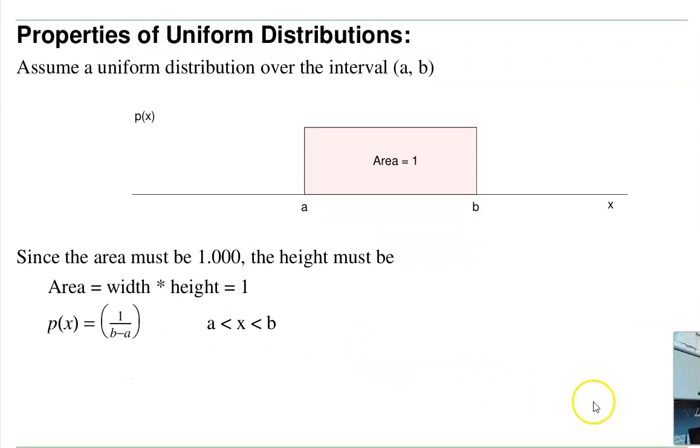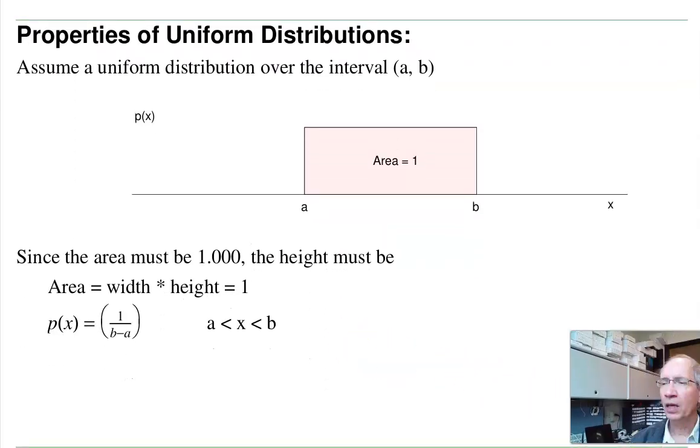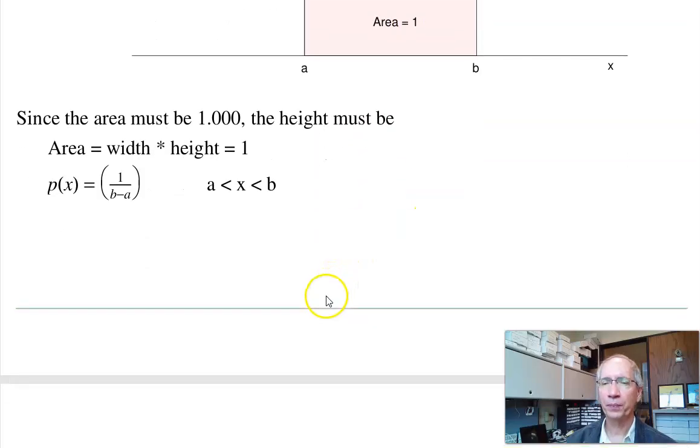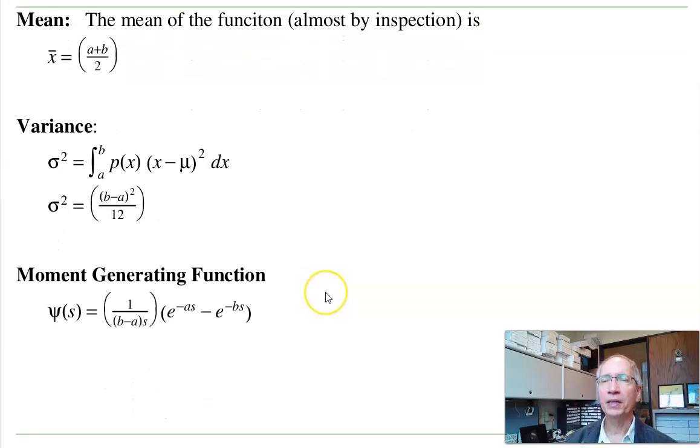Now, some properties of the uniform distribution. If I have a uniform distribution between A and B, the height has to be whatever it takes to make the area 1. The width is B minus A, therefore the height has to be 1 over B minus A. That's to make it a valid PDF. The mean is the center of mass. You can tell the center of mass is going to be, just by symmetry, right in the middle. That's (B plus A) over 2.